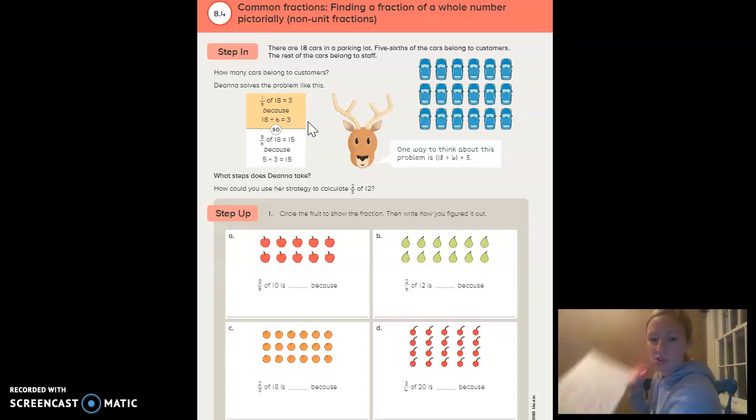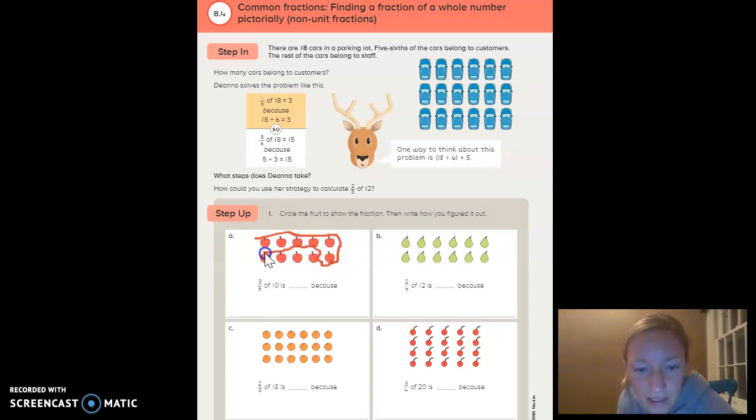Okay, so when I go to do my first step up problem, I'm going to want to circle 6 apples. 1, 2, 3, 4, 5, 6. Okay, 3/5 of 10 is 6 because, and then this is the part right here where you're going to want to show your work or your thinking. Okay, go ahead and give it a try.